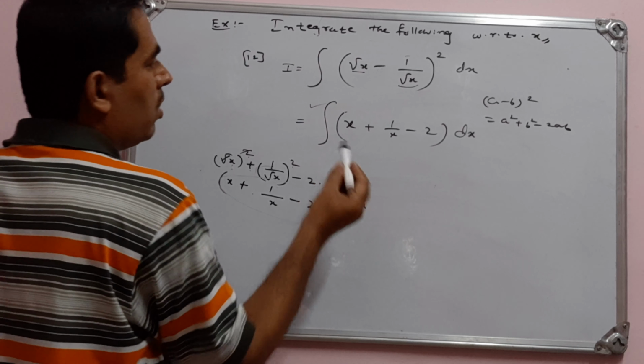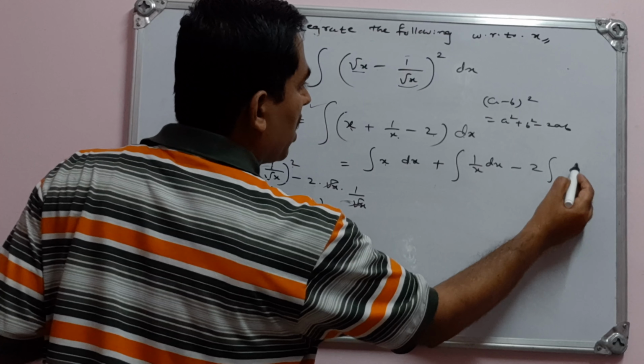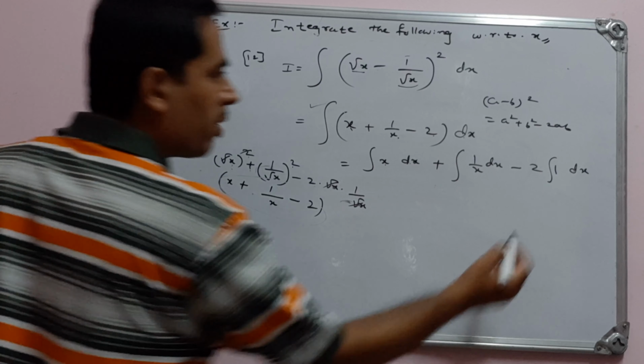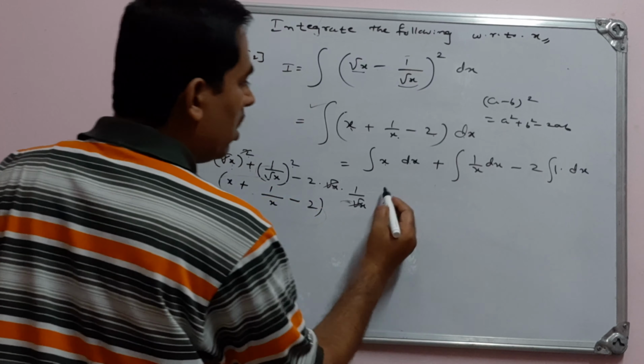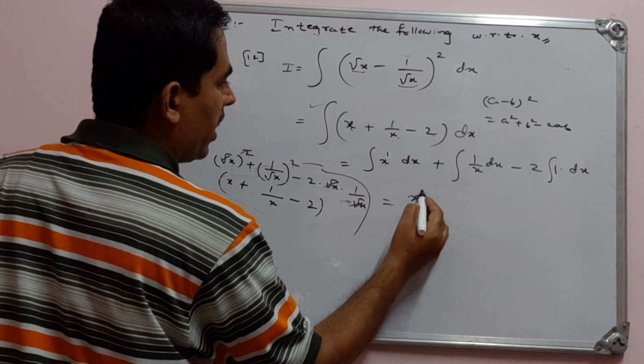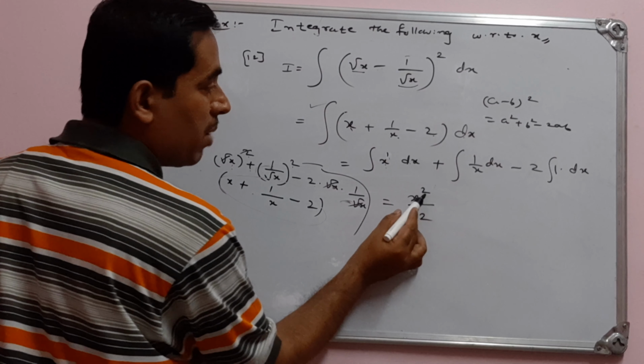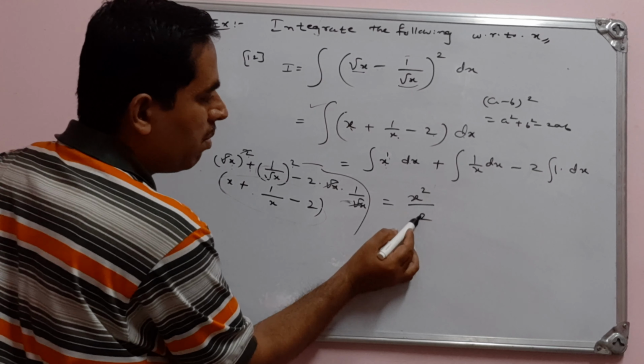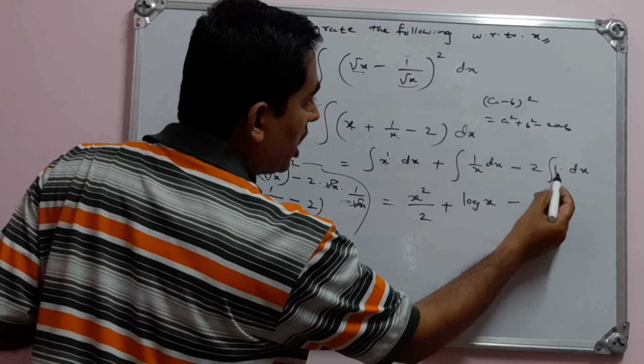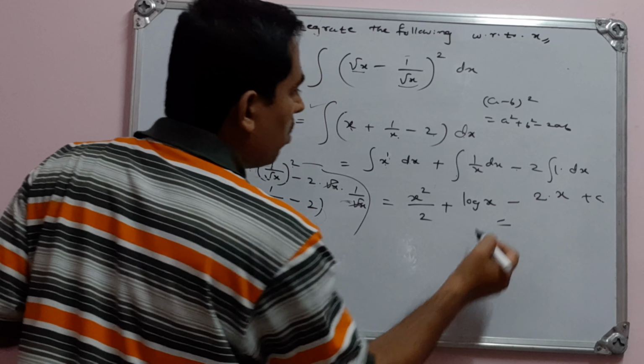See, the integration of first term x with respect to x, plus integration of second term 1 by x with respect to x, minus, we will take the 2 outside, 2 into integration of dx. Dx means 1 into dx. You can treat this as 1. Then integration of x is what? Treat this power as 1. That is x square divided by 2. X to the power of n plus 1, n plus 1 means 2, divided by n plus 1 means 2. Plus integration of 1 by x is log x. Minus 2, I will write it as it is. Integration of 1 with respect to x is x plus c. So the answer is over.